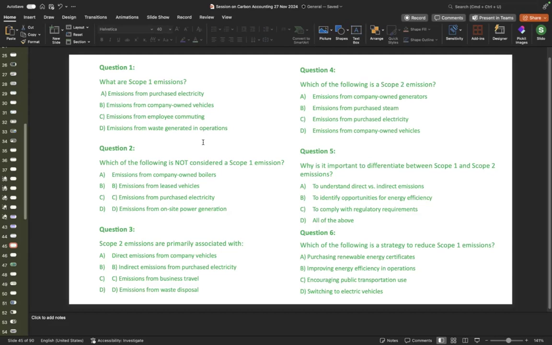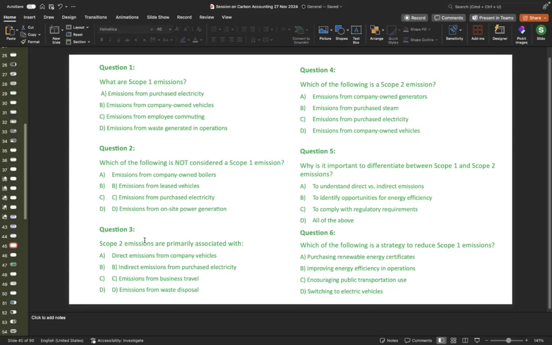Question number 2. Quick. Which of the following is not considered scope 1? Not is the key here. Okay. C. Very good. Absolutely good. Why not leased vehicle? I'm just pinching you guys. Why scope 3? Correct. Absolutely correct.